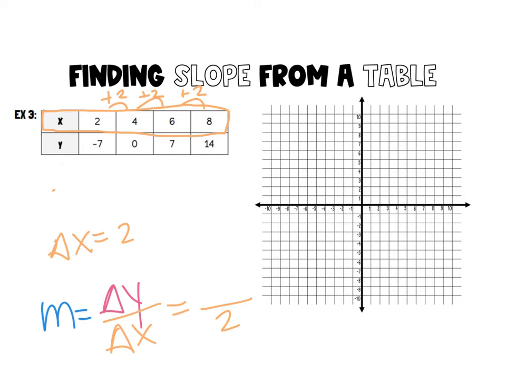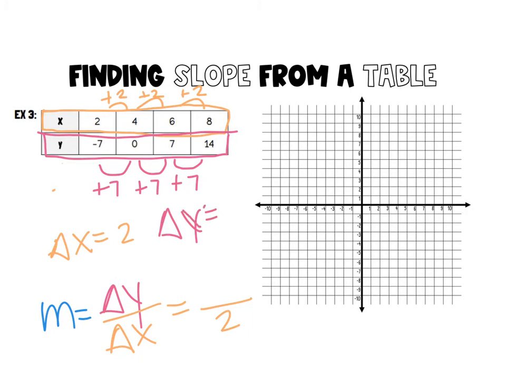And then I'm going to find my change in y. So looking at -7 to 0, we're getting larger, so we're adding 7. From 0 to 7, we're adding 7 again. And then from 7 to 14, we're adding 7. So that means my change in y is +7. So I will put that in my numerator, and that means my slope is 7/2.